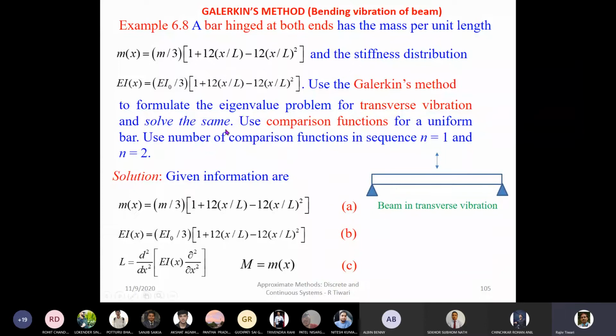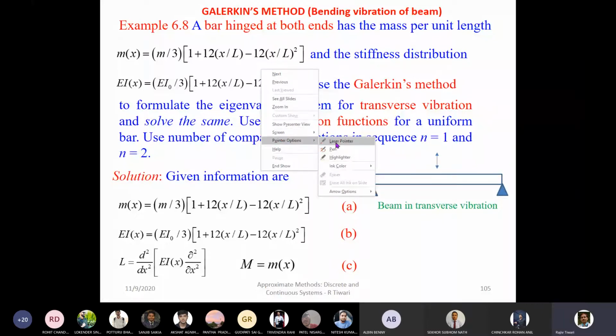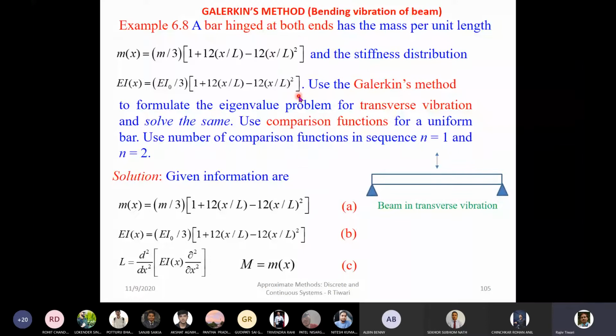So the same problem I am taking, which I solved using the assumed mode method, in which the mass distribution and the elastic distribution are given to us. But now we are using the Galerkin method, and again I am considering the transverse vibration. Here anyway we need to choose the comparison function. First we'll choose a single comparison function in the series, then we'll take two, and we'll see how the result improves with more terms in the series.